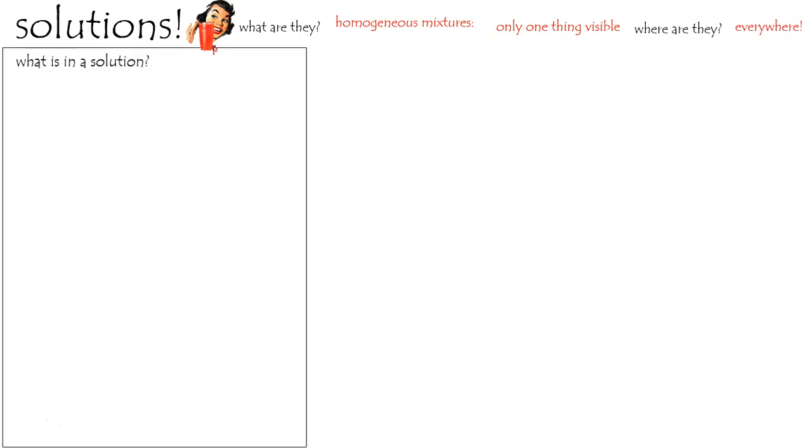Solutions are defined as homogeneous mixtures, and by and large, what we mean by that is that only one thing is visible, and yet there is a mixture present. You'll find them just about everywhere, particularly if you go grocery shopping. So they have two things present in them.